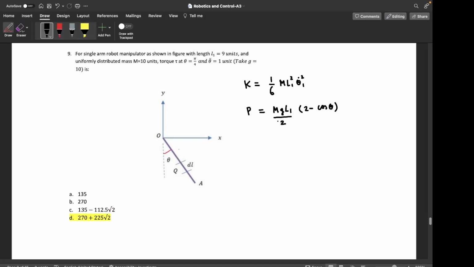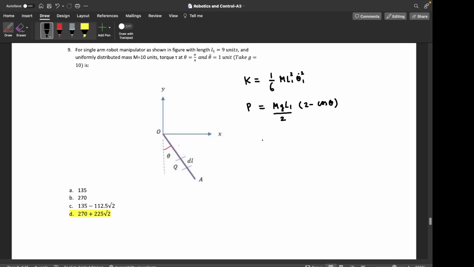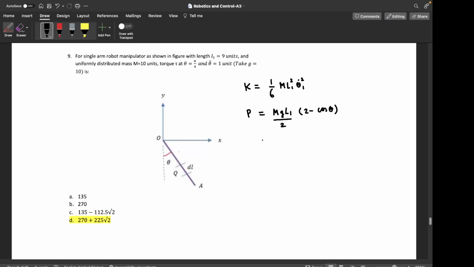So again, for potential energy and for kinetic energy, you take an element, write the kinetic energy or the potential energy for that element, and integrate for the entire length of this rod basically. So you will get these expressions. Once you get these expressions, you will compute the Lagrangian. Lagrangian will be K minus P, right? When you compute the Lagrangian, then you will find out the equations of motion.